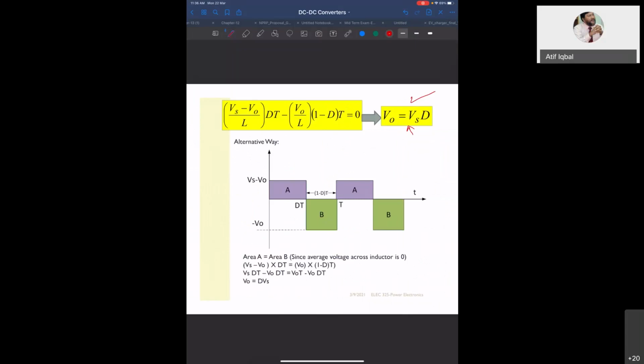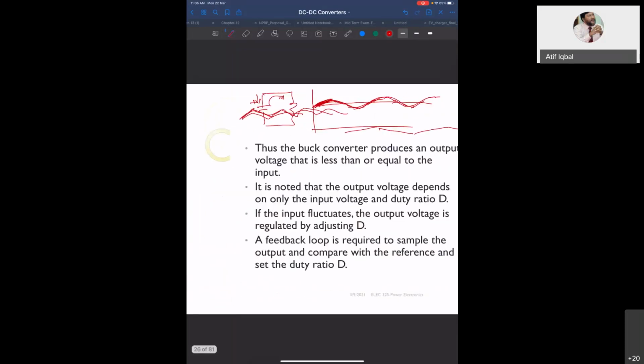Now, the same thing we already derived, that this is the inductor voltage. This is the on condition, switch on, and here switch off. The area under this curve should be equal to the area under this curve. So you find the area under the two curves, and then you can get the same equation. Okay. So this is the equation for the output and the input.